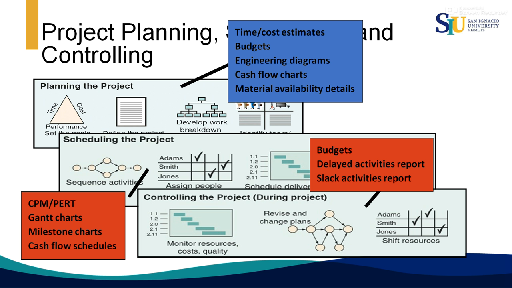For controlling the project, you use budgets, a report of delayed activities, and a slack activities report. A slack means that the activity has some days or weeks of slack, and it can be delayed without delaying the whole project.